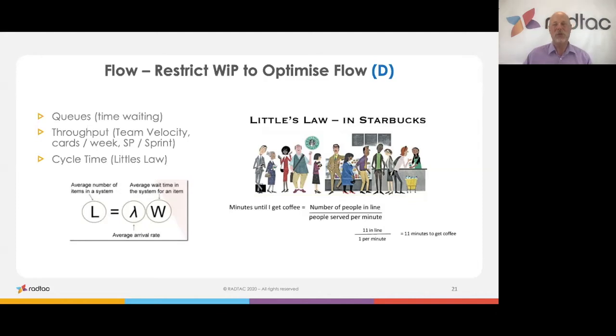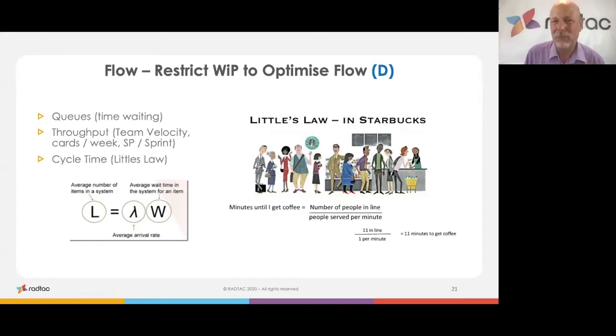So we can also restrict the work in progress to optimize the flow. Now, I haven't got time to take you through that in this short measurement-focused webinar, but suffice to say, we need to be thinking about how much we have in work in progress, because if we have lots and lots of things in work in progress, that's going to create a huge amount of noise and interruptions within a team, and our flow is going to be not good.